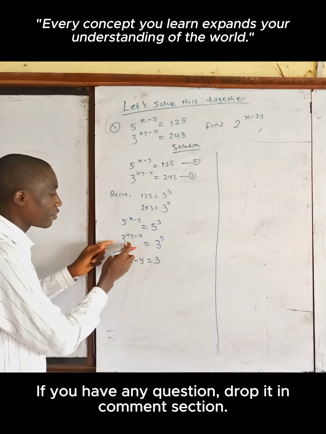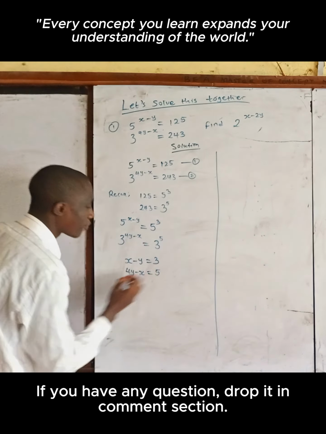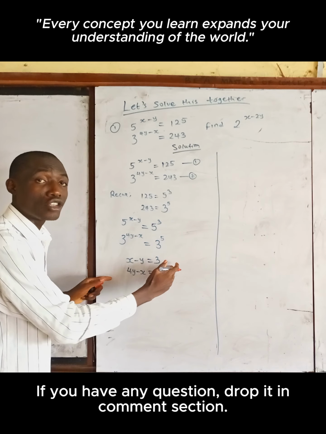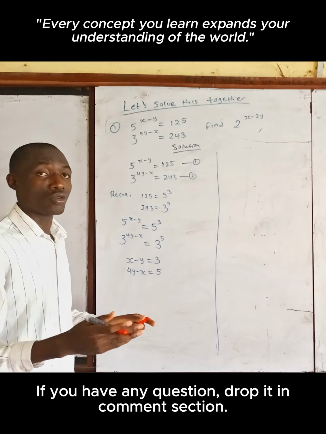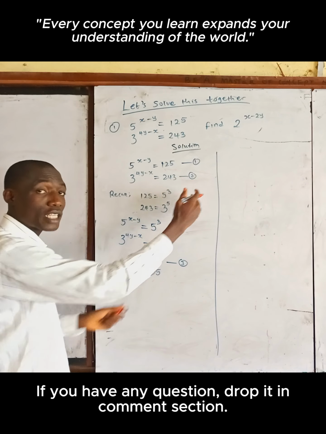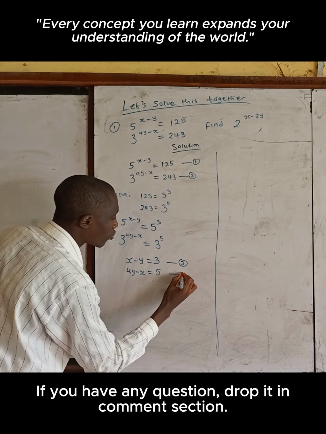Same thing with this. I have this, I have this. I'm going to equate the power. 4y minus x equals to 5. Then I now reduce the equations back to my normal simultaneous equation that we all know. Let's call this our equation 3, because we already called the first ones equation 1 and equation 2, so that our equations will be listed accordingly. So we have here our equation 4.